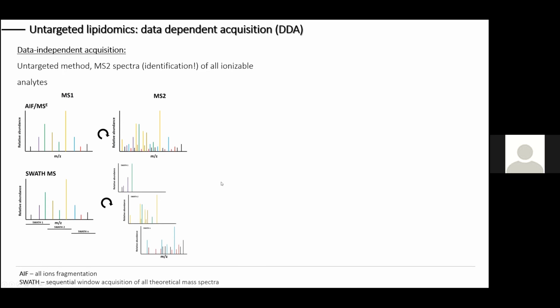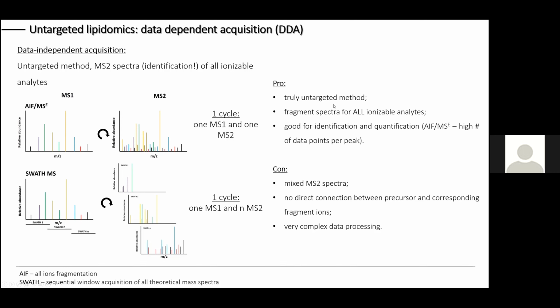But the idea here is that we do not select any precursor based on the abundance, but we just fragment everything. So in case, for instance, of all ion fragmentation, the cycle now consists of just one MS scan and one MS2 scan. Instead of selecting something for the fragmentation, we just let all ions through our quadrupole and all of them are collided in a collision cell. So indeed, we actually fragment every single ionizable ion, using the whole window or a smaller window in SWATH, which is a truly untargeted method, and we get fragment spectra for all ionizable analytes.